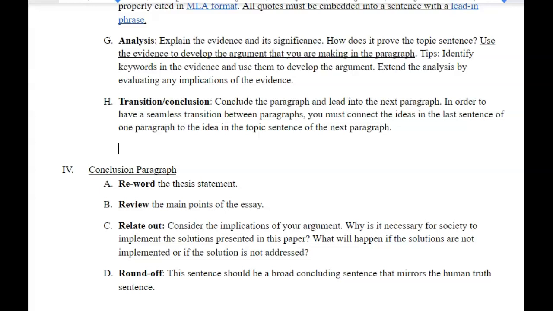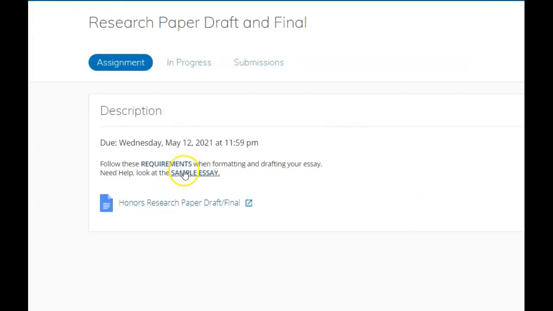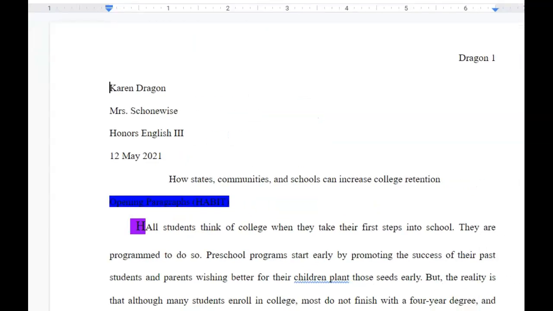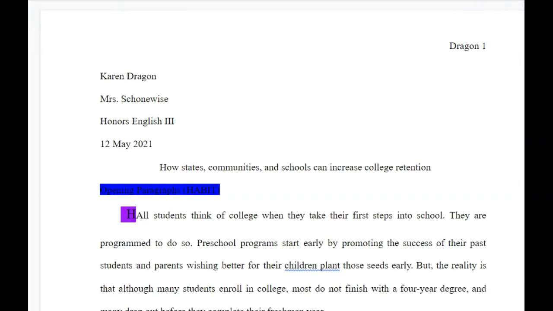So that's it for the requirements and the format. Now I'm going to let you see a sample paper based on the notes I showed you. So here's my sample essay. I'm simply going to click and open it up. And I followed MLA format.